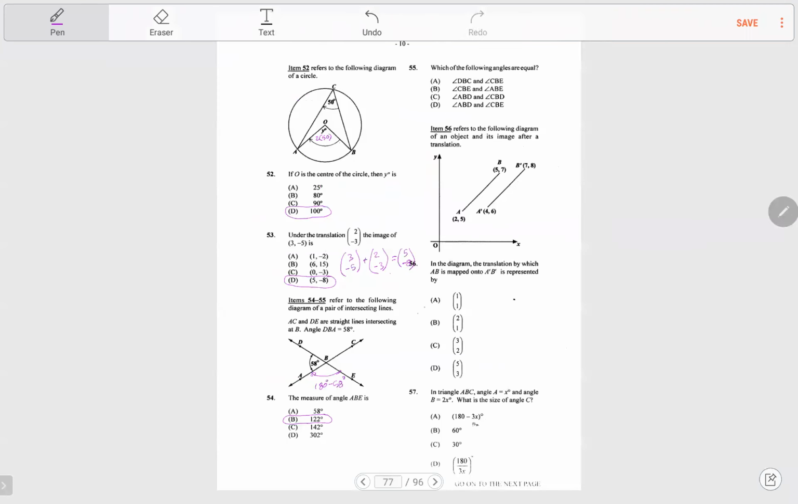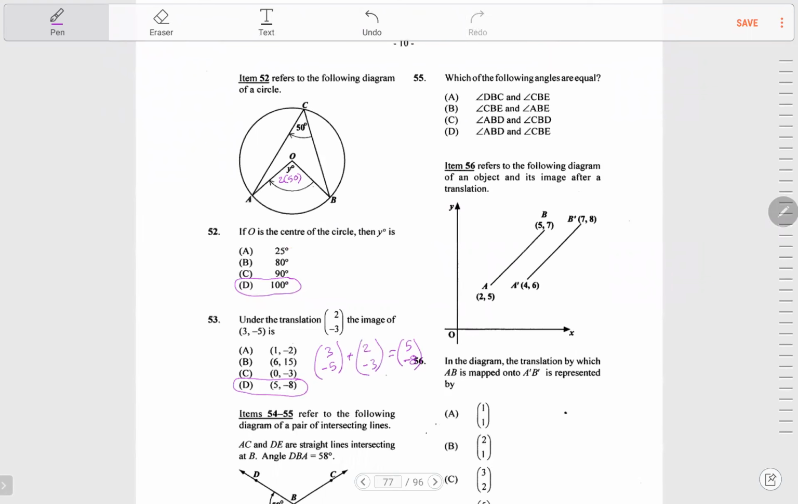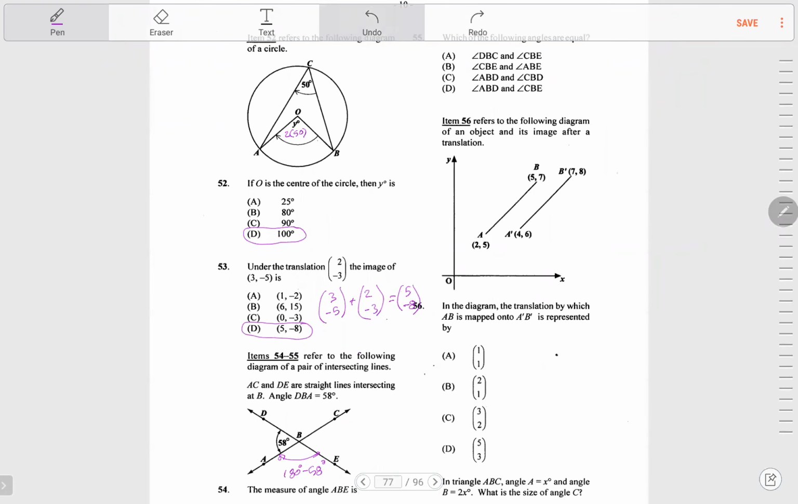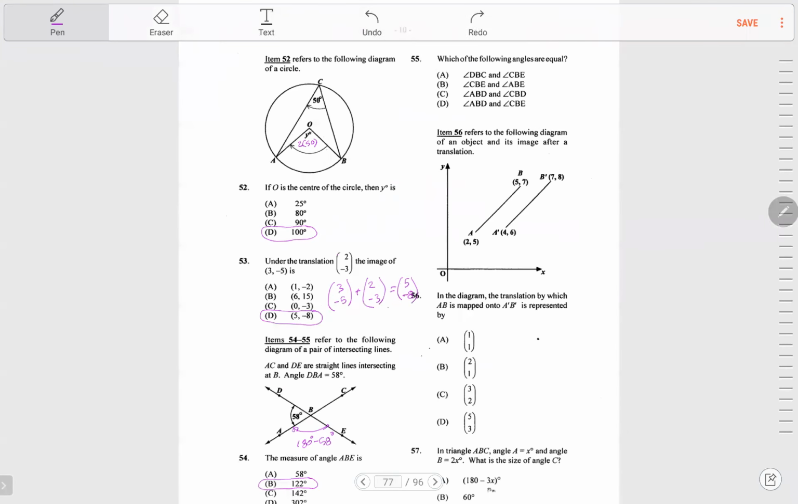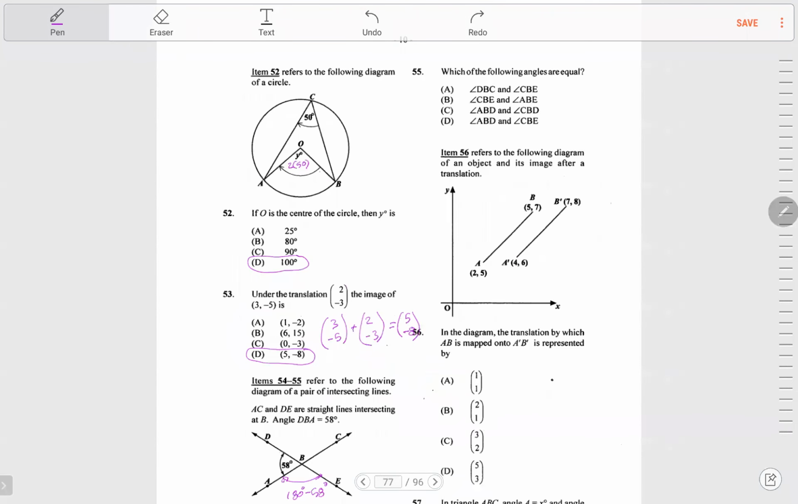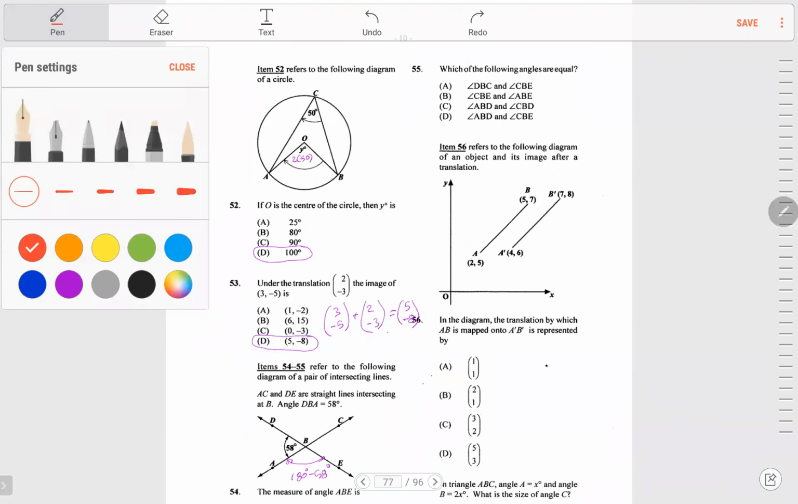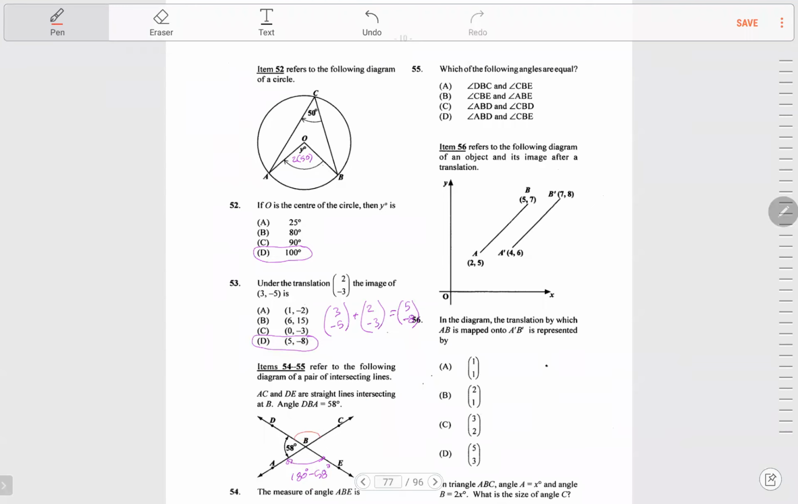And then come to this one, which of the following are equal? Oh, it refers to the same question. Which of the following are equal? Let's test them. Angle DBC and CBE. Let's look at it. Let's compare them in the red and see if they are equal. Angle DBC is this angle, and angle CBE is this angle.